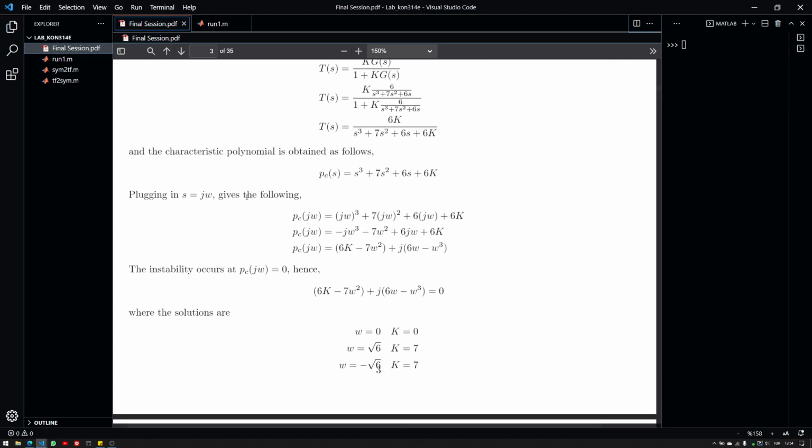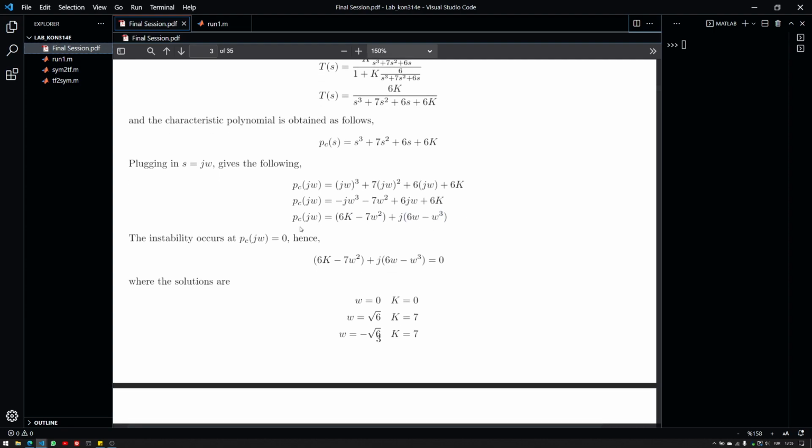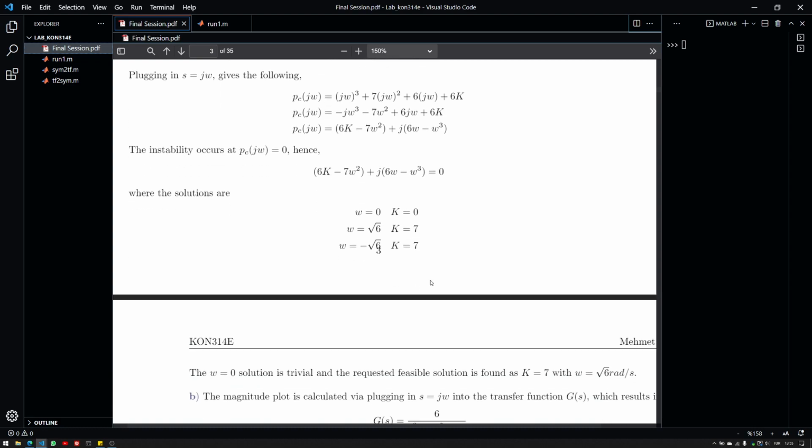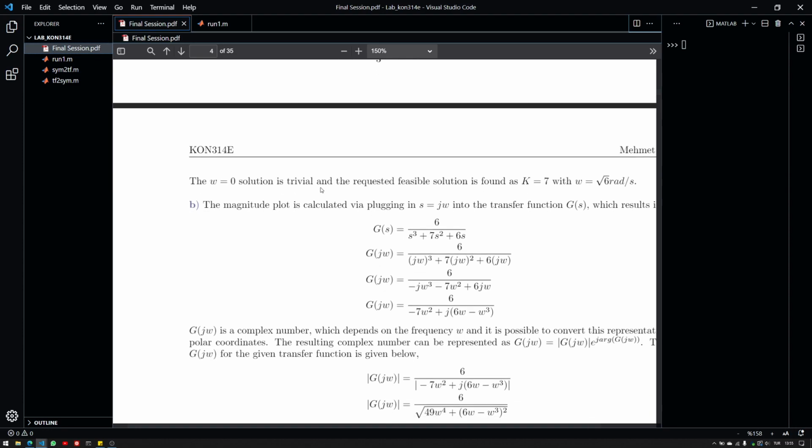One of them being the direct substitution, s equals j omega, which results in j omega cubed plus 7j omega squared plus 6j omega plus 6k, which is basically a complex number. And you can factor it out in a way that you have a real part and an imaginary part. So at that point, if you equate it to 0, you have real part equals 0 and then imaginary part equals 0, which would give you two sets of equations, and one will be helping you out in determining what omega should be, and the other one would give you the corresponding k value, square root 6 and 7.